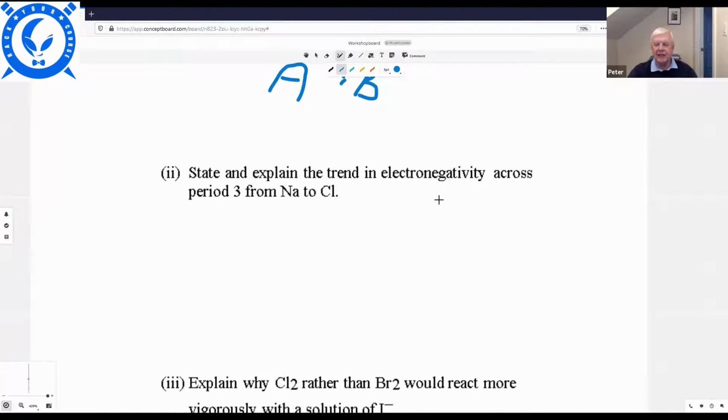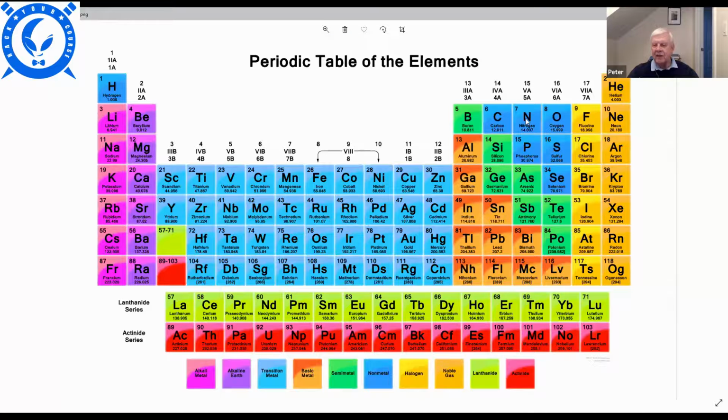The trend in electronegativity across period 3 from sodium to chlorine: electronegativity increases as you go to the right, simply because the number of protons increases, and so the nuclear charge increases as you go to the right. And so therefore, as you go to the right, in the periodic table, the bonds involving carbon, nitrogen, oxygen, and fluorine all become polarized with the C, N, O, and F being delta minus. Right? Classic non-metallic behavior.